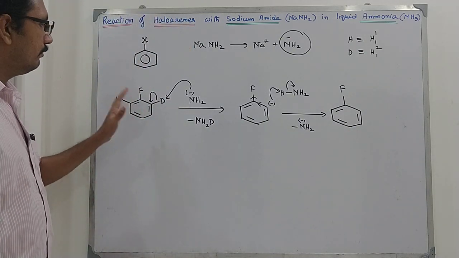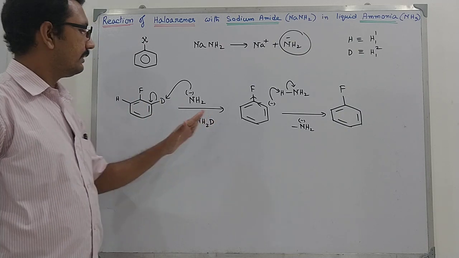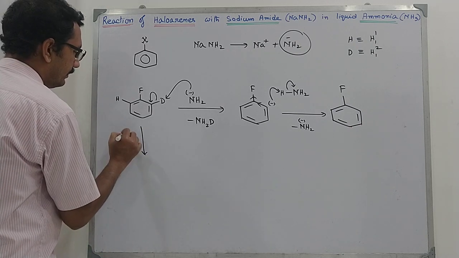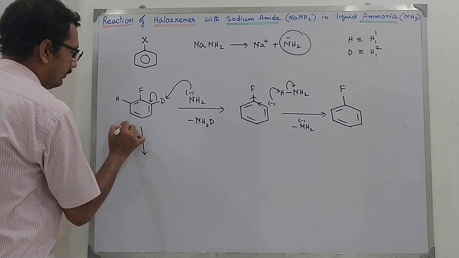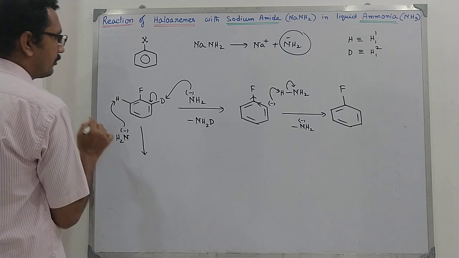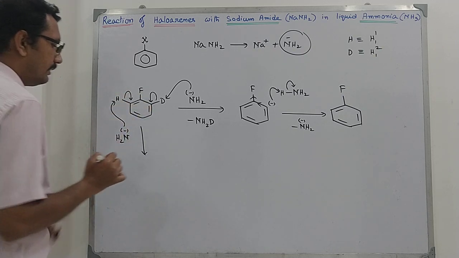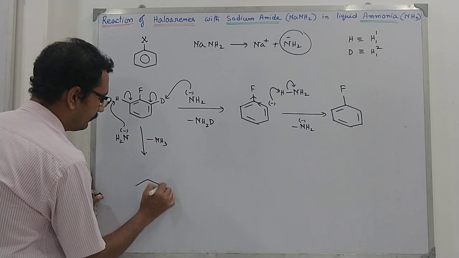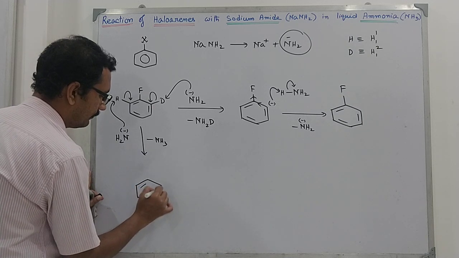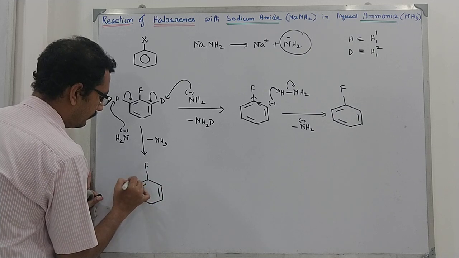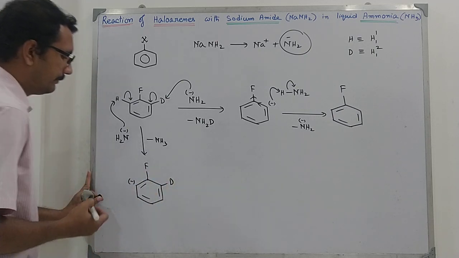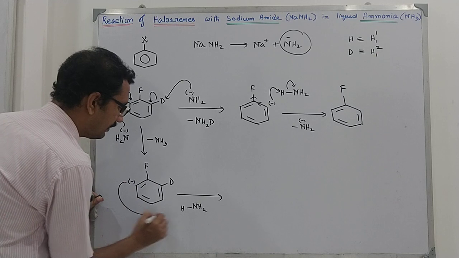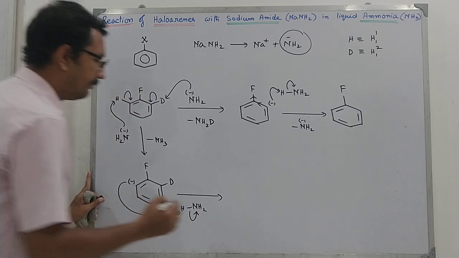Now we have to look into the kinetic aspects of this reaction. There is also another possibility that the strong base will extract this proton. So it will give us what? It is the byproduct, solvent is coming back. Here it is carbanion, here we have D. Now this carbanion will extract a proton from the solvent and what will happen?